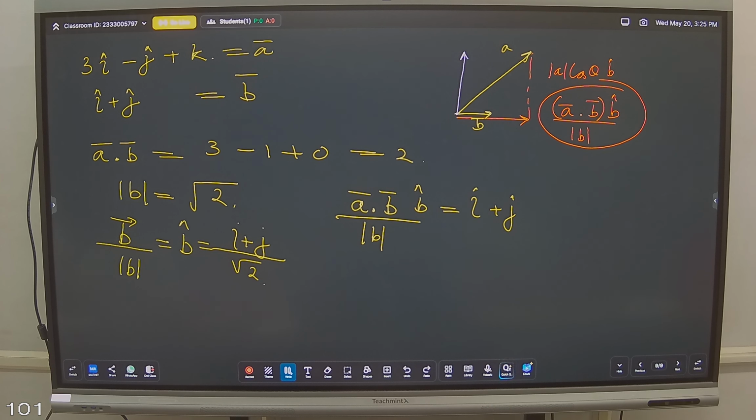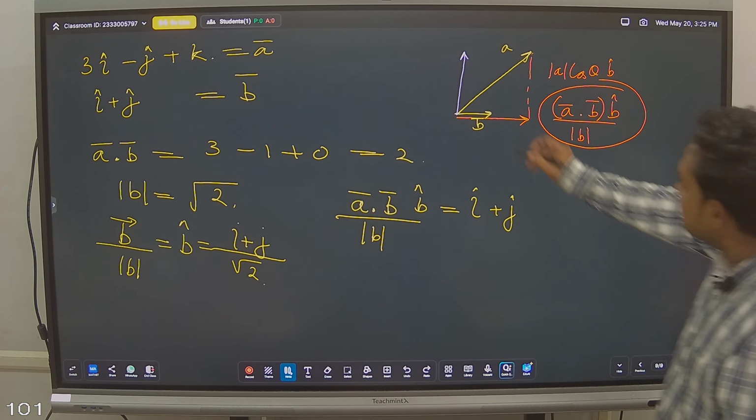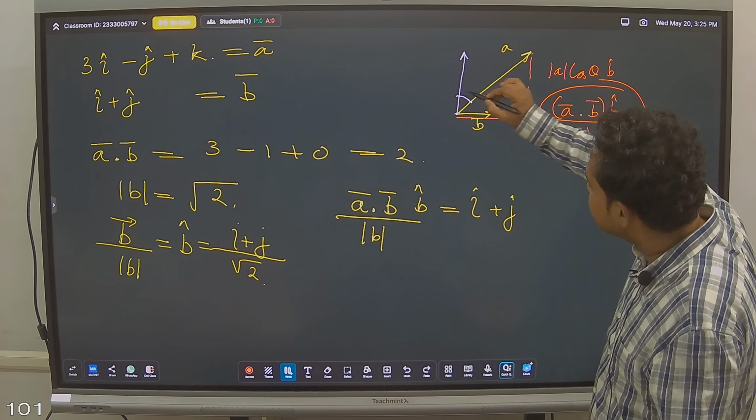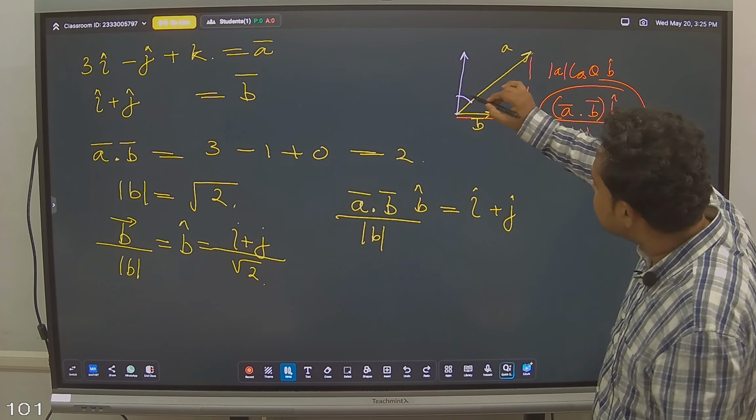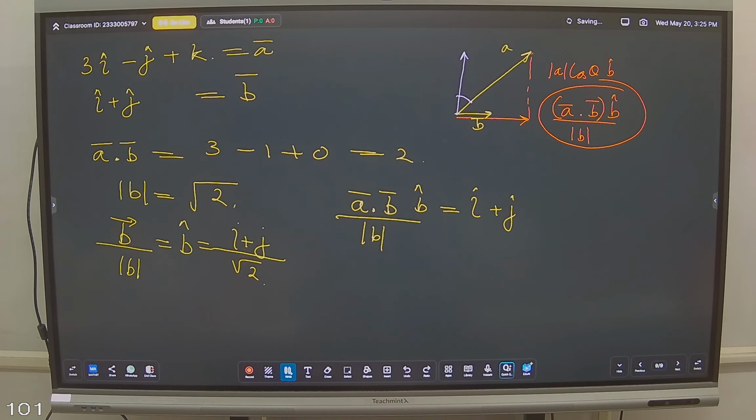No. Why? How did you get that? Cos theta is what? First of all, cos 90 is 0. So this is not 90. This is not 90. The angle between the two components is 90. That is correct. But the angle between the vector and the component is not 90.